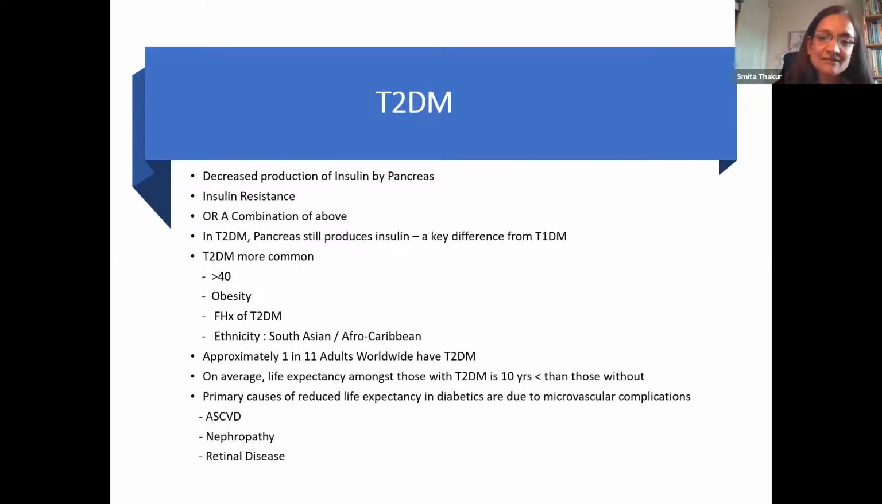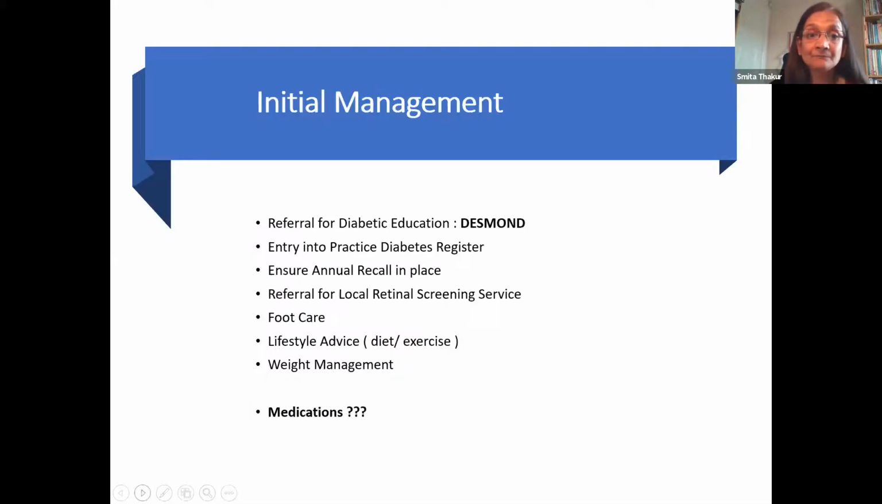The reduced life expectancy is due to the microvascular complications, atherosclerotic cardiovascular disease, nephropathy, and retinal disease. So initial management, as I said, he needs lifestyle modification, a statin, an ACE inhibitor, and metformin. And he needs a referral to DESMOND as well for diabetic education. We ensure that he's put on the practice's diabetic register. There is an annual recall in place. Referral to the local retinal screening service, very important. We ensure he has good foot care, lifestyle advice, and weight management.